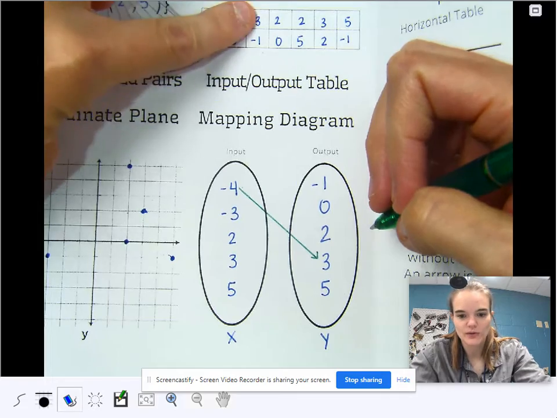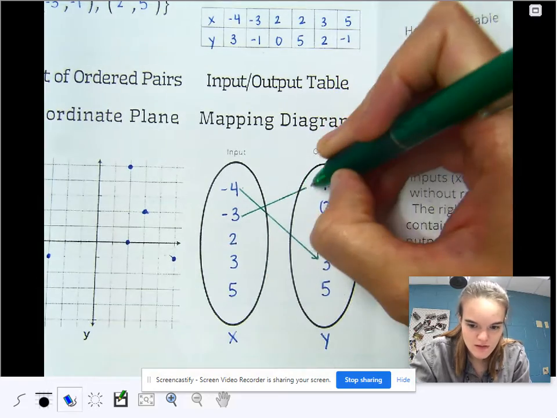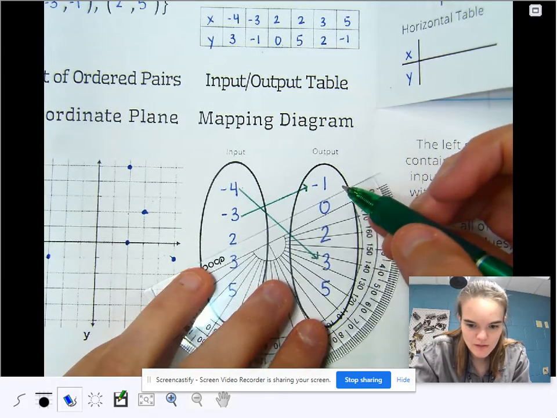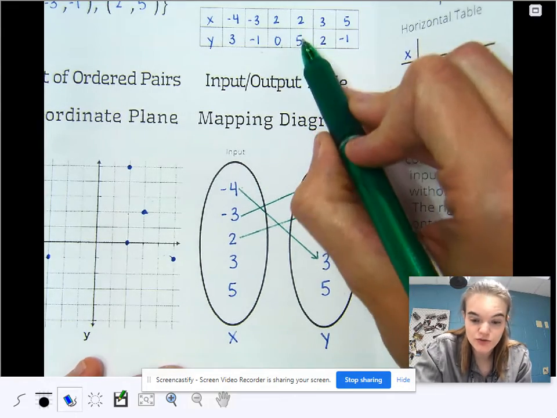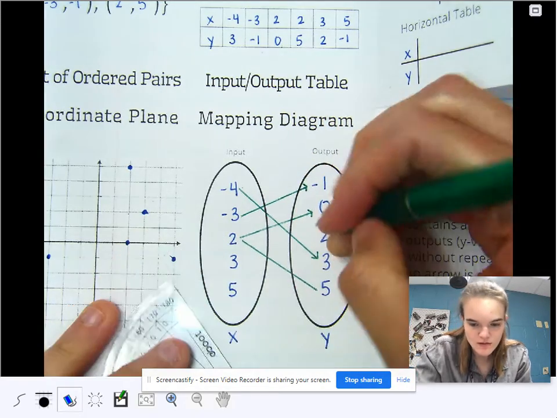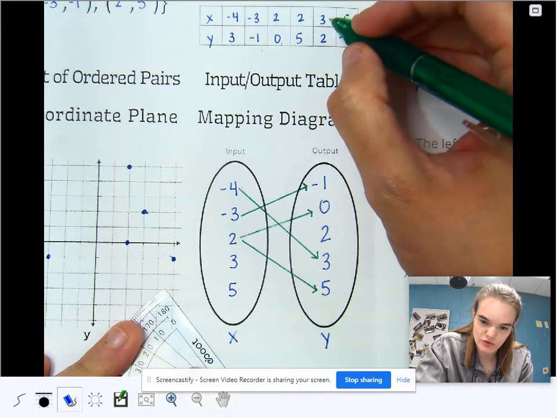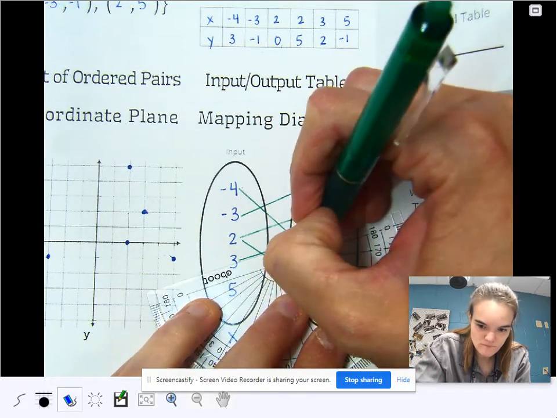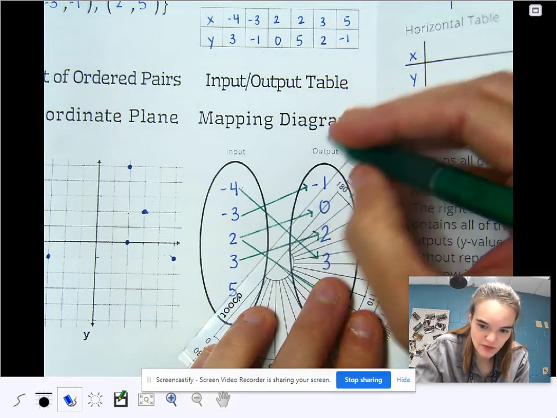Now, negative 3 goes to negative 1. 2 goes to 0. Okay. 2 goes to 5. So 2 goes to more than one thing. It's just like matching. Remember matching back in elementary school? 3 goes to 2. And 5 goes to negative 1. Negative 1 has 2 things going to it.